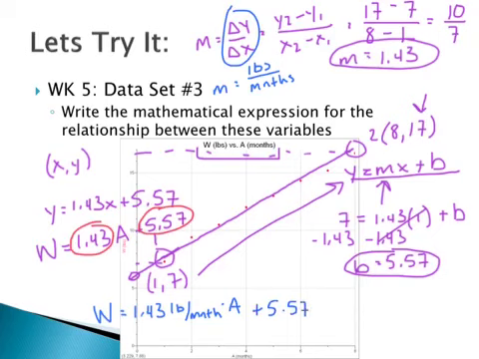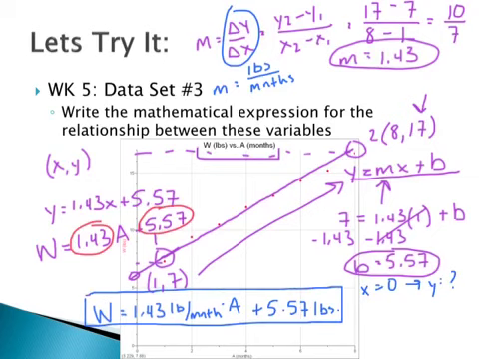5.57, and then what are the units on my y-intercept? Well, again, the y-intercept is the point at which x is equal to 0 and y is going to have some value. So your y-intercept is simply a point of y. There is no x value, so it's just y. So your y-intercept always has the same units as your dependent variable, or your y variable. So in this case, I'd have 5.57 pounds. And here now is my final equation. This is my mathematical relationship.